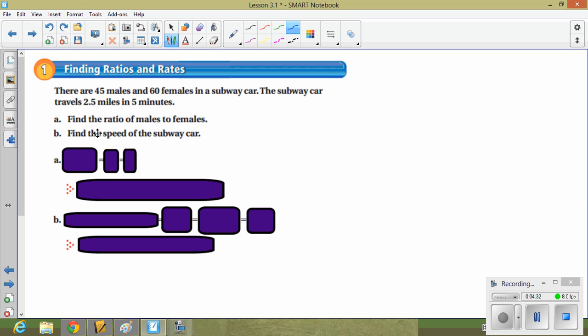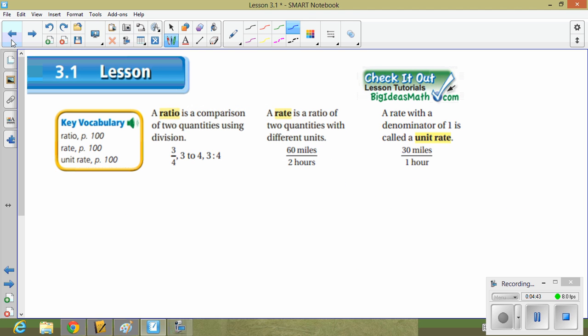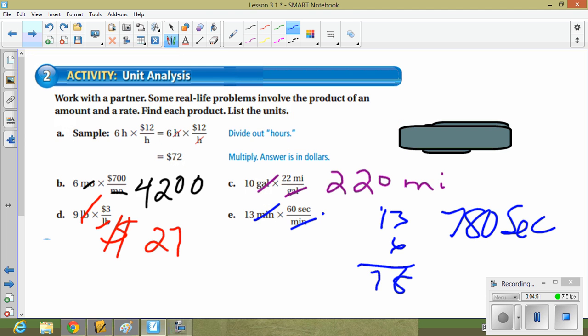All right, for these next examples, we're going to find the ratios and the rates. Ratio means we're going to set up some fractions. And let's go back to our vocab. What's a rate? We're going to compare two quantities. So we're pretty much going to write 2 fractions.